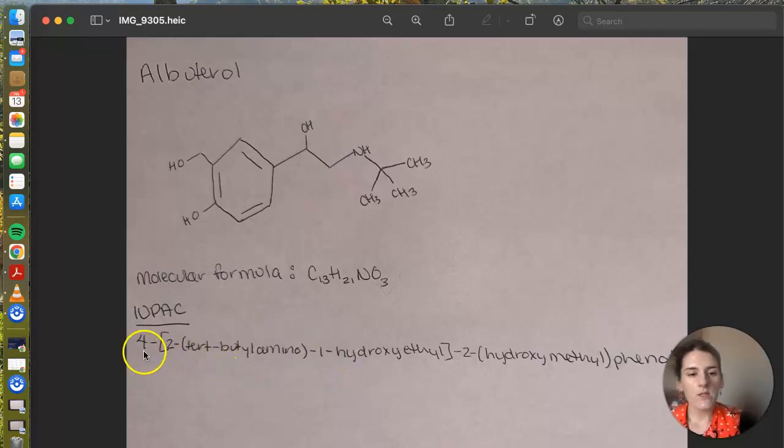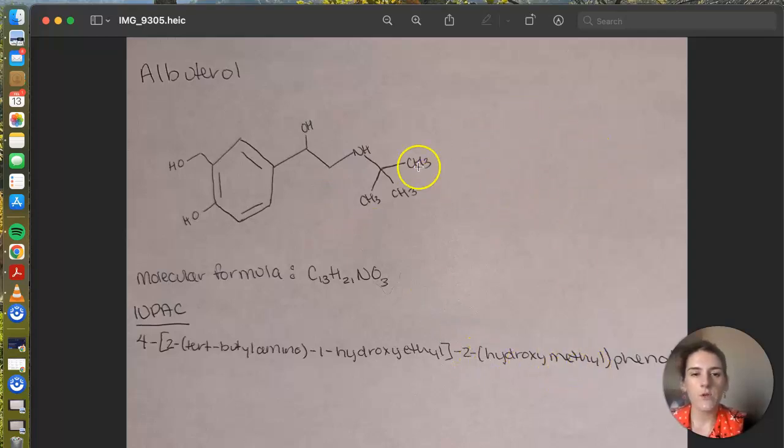So see how this says number 4. We're going to start here: 1, 2, 3, 4. This is the 4 spot, showing that on number 1 we have our hydroxyethyl. And then on number 2 carbon, we have an amine group attached. This is a secondary amine, which is attached to a tert-butyl. We've got 3 methyl groups right there. And then right here, on carbon number 2 on the parent chain, we have our hydroxymethyl group.